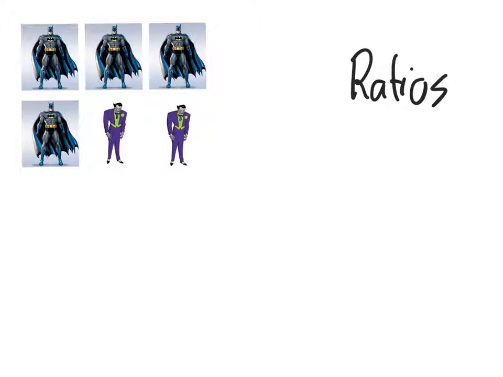What we're going to do with Batman and the Joker today is find out what is the ratio of Batmans to Jokers. To do this, we're going to count how many Batman we have. So I can circle them for this. We have 1, 2, 3, 4 Batmen. So we write down 4.